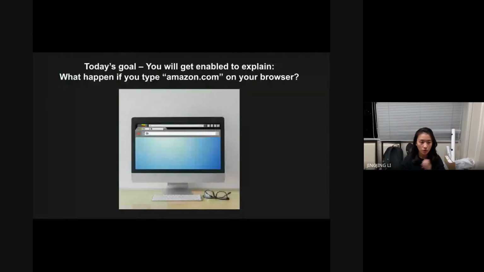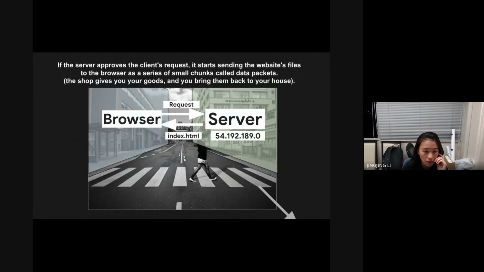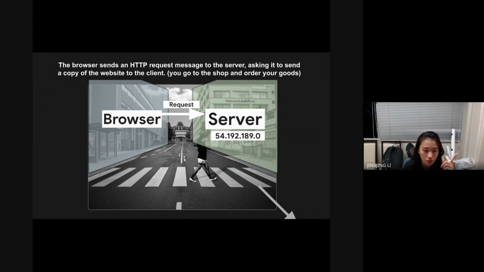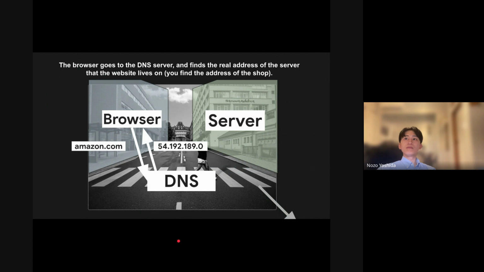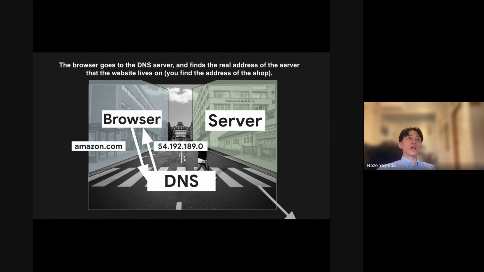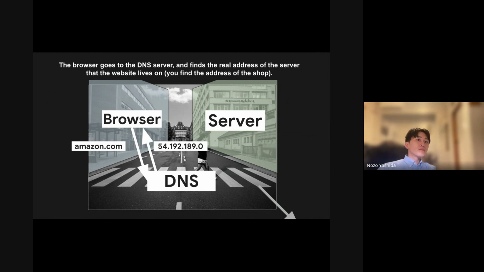So, may I ask maybe one last question? I want to understand what the relationship is between DNS, the domain name system, and IP address. I will show you this.